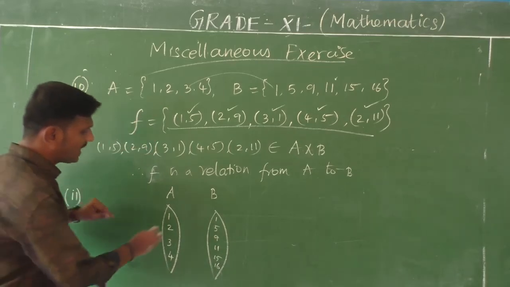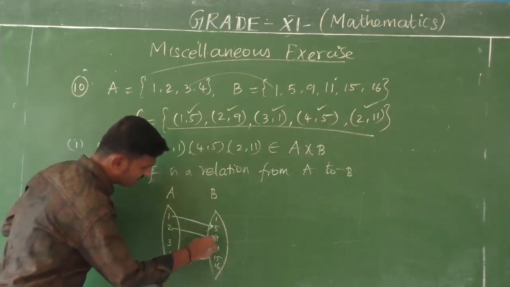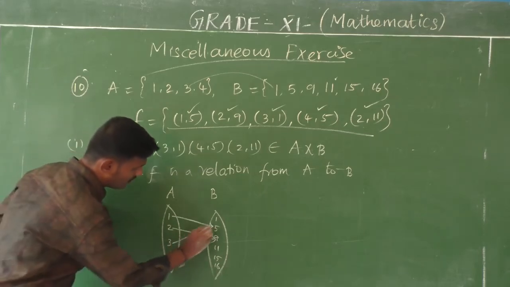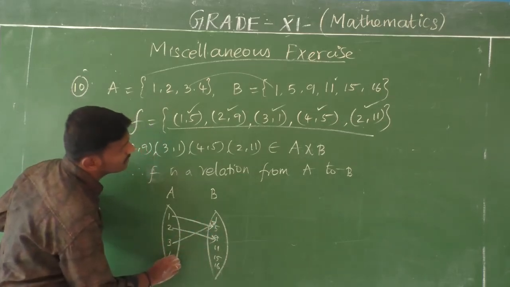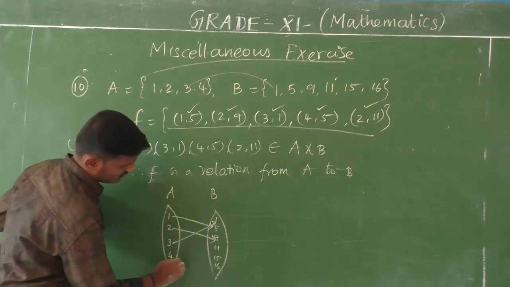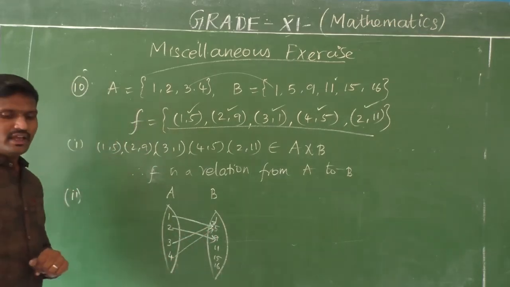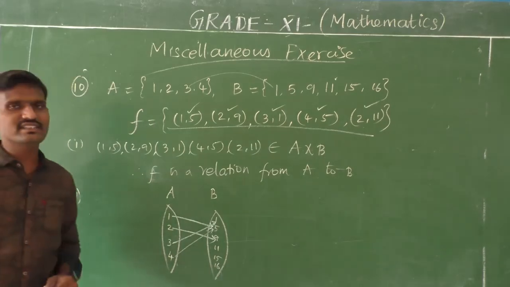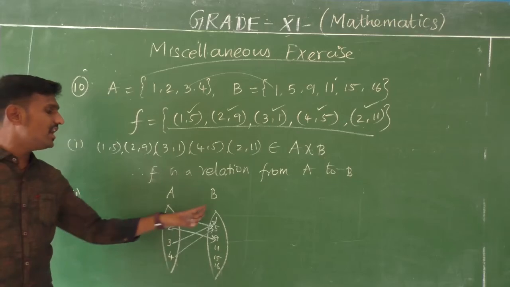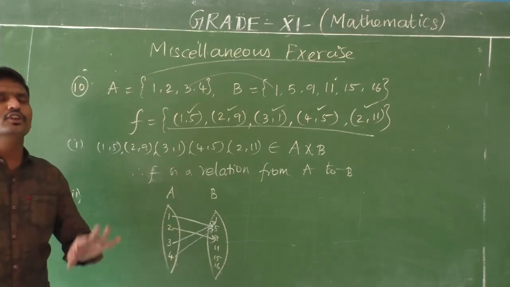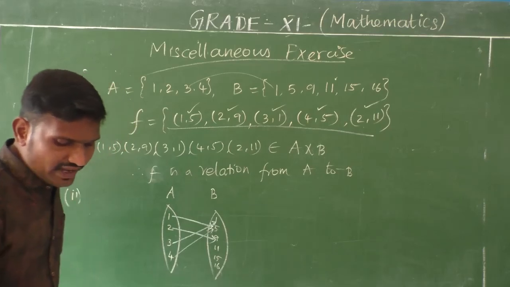What is the first ordered pair? 1 to 5. Yes. Then 2, 9. Then 3, 1. Then 4, 5. So look at the arrow diagram. Is it a function or not? Yes, it is a function. Why? Because all the elements of A have an image in B. So it is a function. Okay. Have you got it, children?